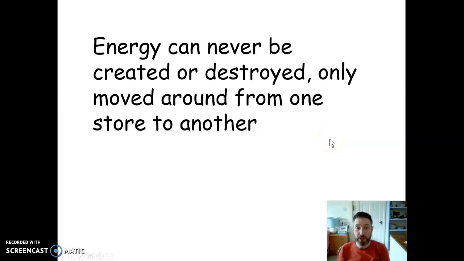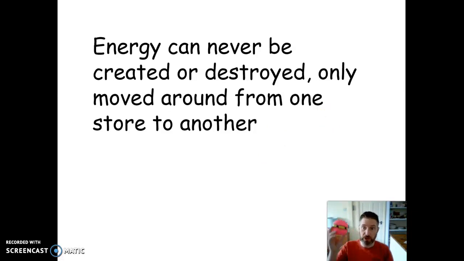And what the law says is energy can never be created or destroyed, only moved around from one store to another. Energy is never created nor destroyed, just moved from one form to the other. What that means is there's a set amount of energy in the universe that doesn't change. So energy I put into a system has to come out of it at the end.